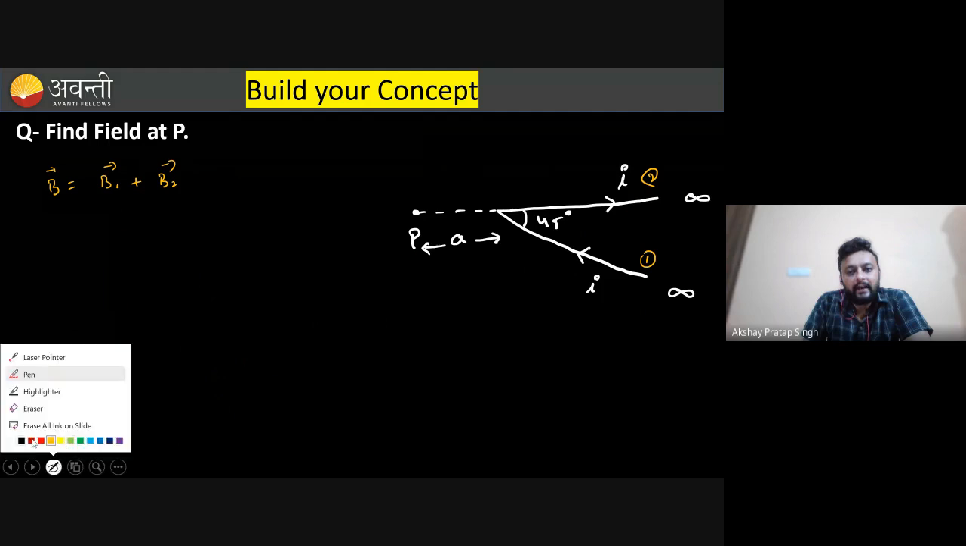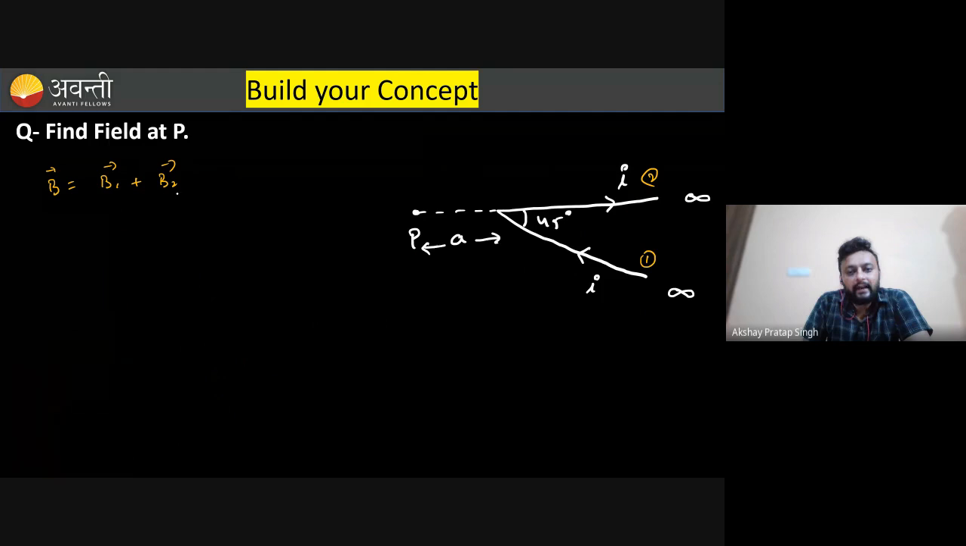You can see that. Physics is very interesting. Now you can clearly see that B2 is 0. Clear? Because point P is collinear. Now what is remaining? B1. So we will calculate B1 here.